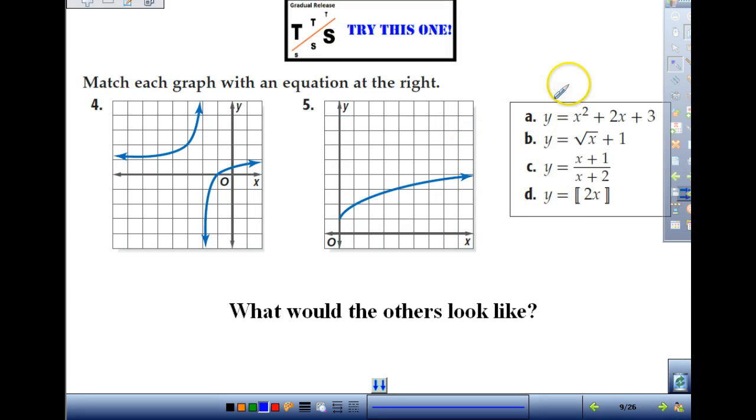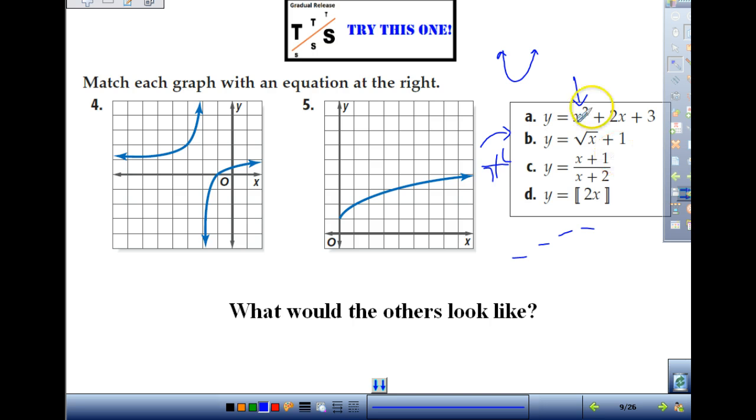Oh, we're going to have some matching. Just by looking at the equation, do you know what type of graph it is? Like, what type of shape is this? A? What shape is it? Parabola. So that's a quadratic equation. This is a simple square root. This is a rational. This is a set.